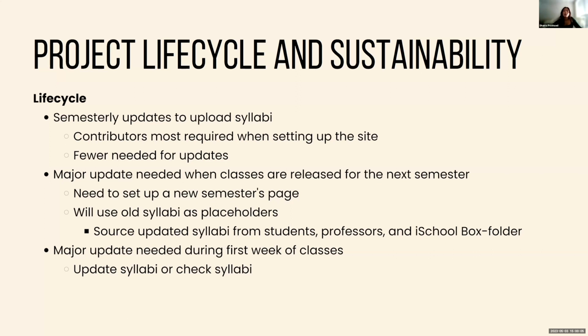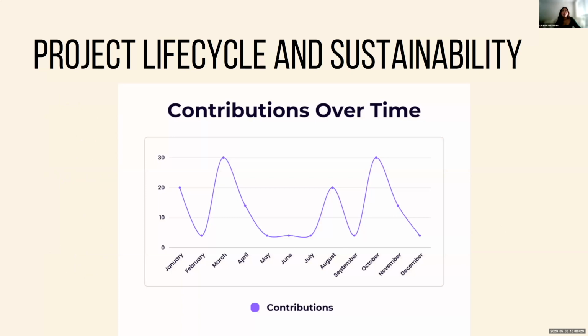Because of the issues with box folder being sometimes out of date, we'll just mention that like this could be out of date, and then that's where the communication badge comes in by reaching out to professors and things like that to get updated syllabi. And then another major update will be needed during the first week of classes where students will receive syllabi from their professors. So we can just update what we've got or just make sure that what we've got is the same as what professors have been giving to their students. And then here's an example of what's expected to be the contributions over time. We'll see that there's spikes in March and October, which is when classes are revealed for the next semester. And then there's spikes in January and August, which is the first week of classes where syllabuses will be checked and updated.